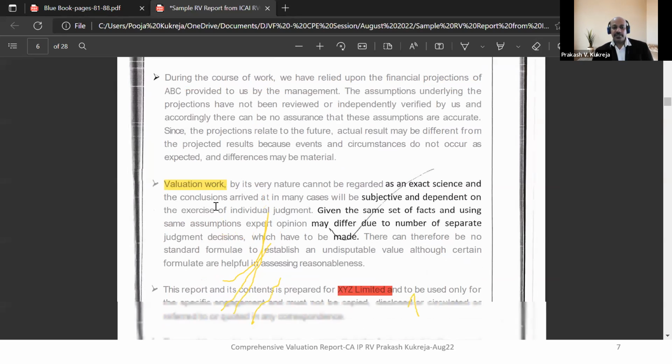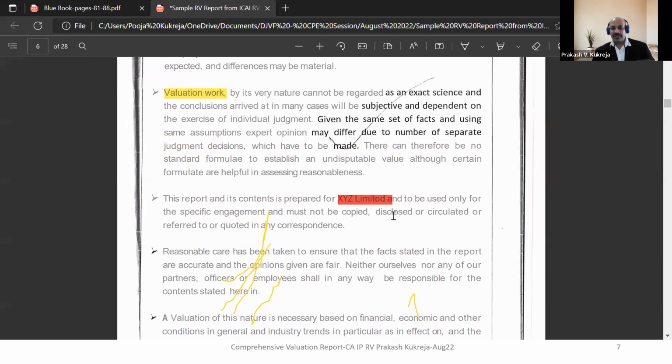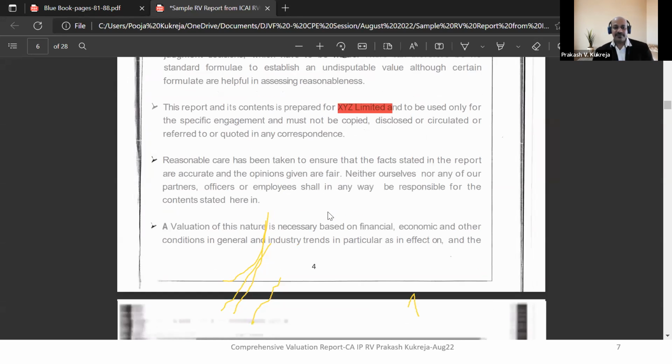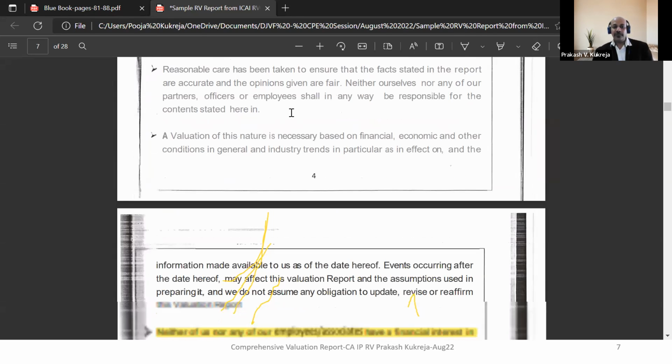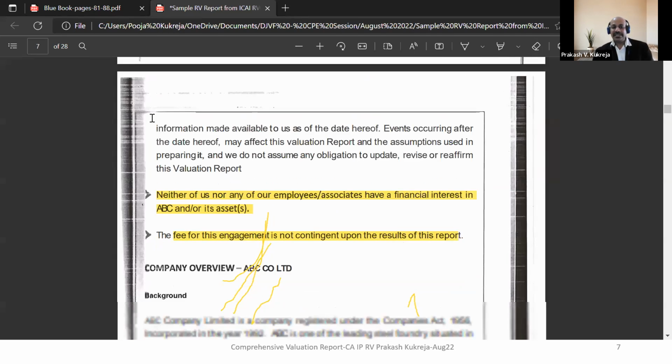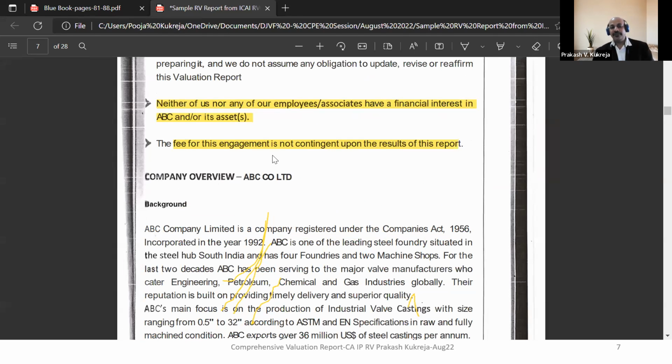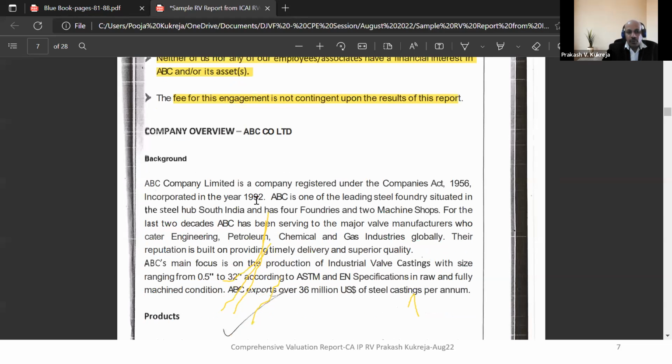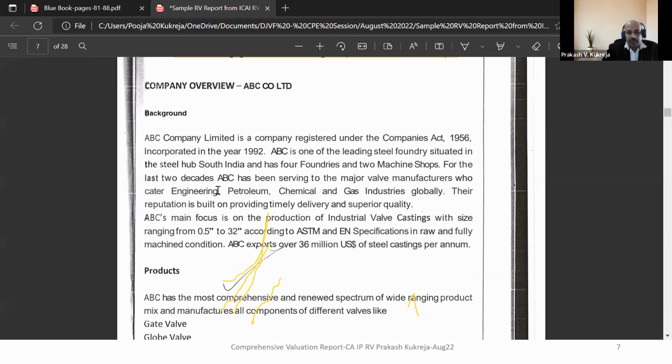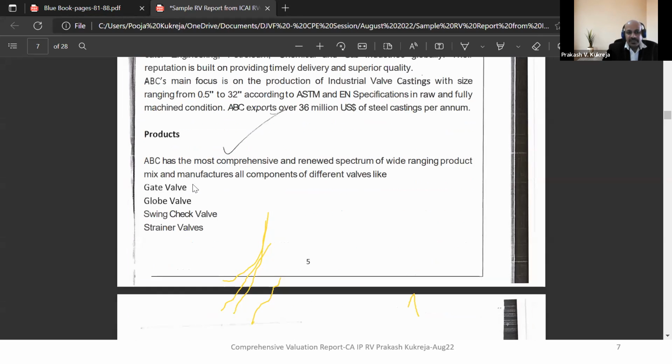Valuation work. Then this report and its contents were prepared for XYZ Limited. I think again it's ABC Limited, so there's a mistake, which is fine. Neither of us nor any of the employees associated have a financial interest in ABC or its assets. The fee for the engagement is not contingent upon the results of the report. Very important statement, because it's a decision which the appointing authority will take based on this report, whether they want to invest or not. So it is a very important statement that the fees of the engagement are not contingent upon the results of the report. Then there is a very good company overview giving the background, the products, the infrastructure, customers, capital structure.